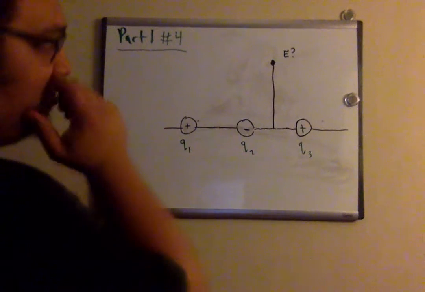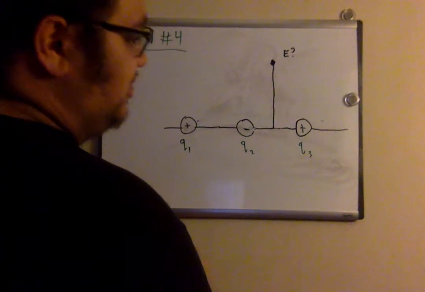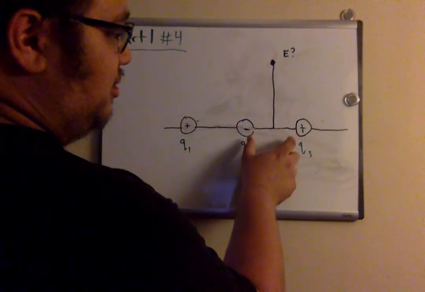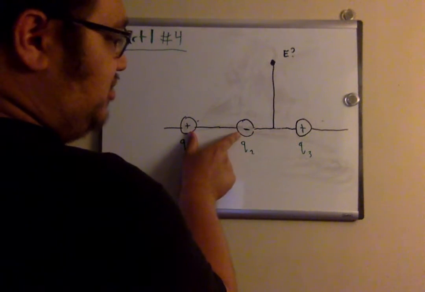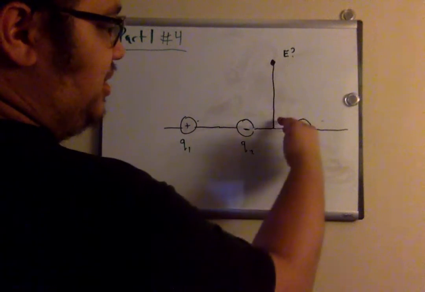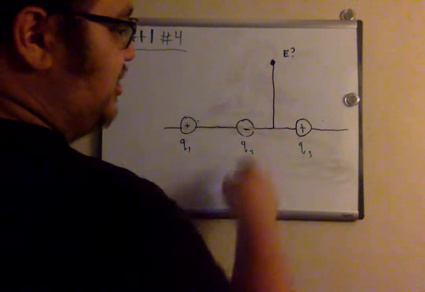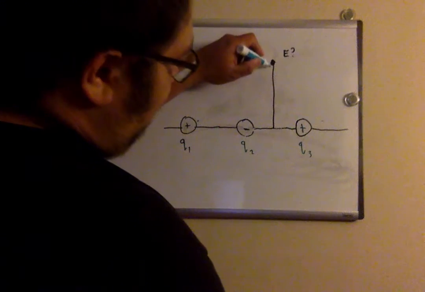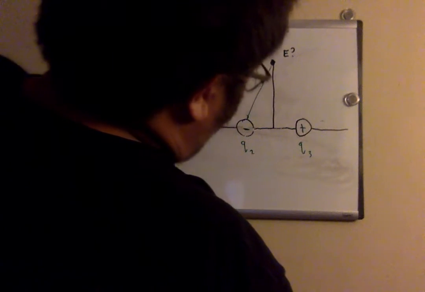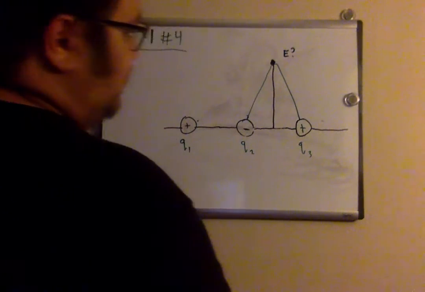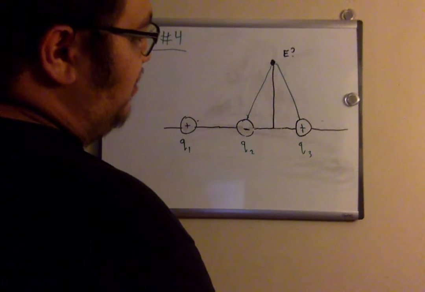Some things to note as well. We know that the distance between these charges is the same between Q1 and Q2, it tells us in the problem. And then because this is bisecting, the distance from this Q2 charge to this point is the same. So this right here is the same as this distance. So the magnitudes.